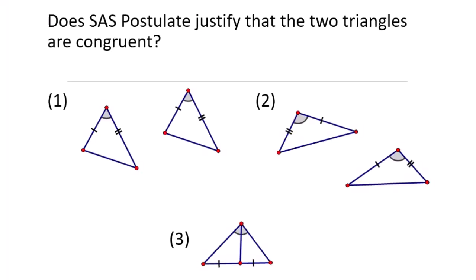So next, let's see some examples. So here it says, does the SAS postulate justify that the two triangles are congruent? Okay, so let's take a look at number one.